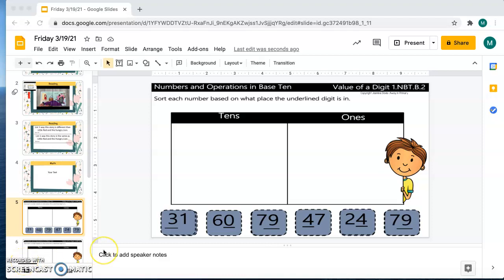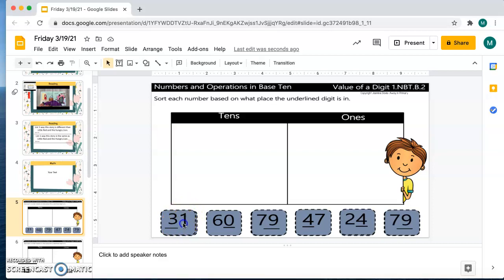This week we have been talking about place value in math. So I want you guys to work on place value with the idea of tens and ones. So if I look at this number 31 right here, I know that my 3 is in my tens place and my 1 is in my ones place.